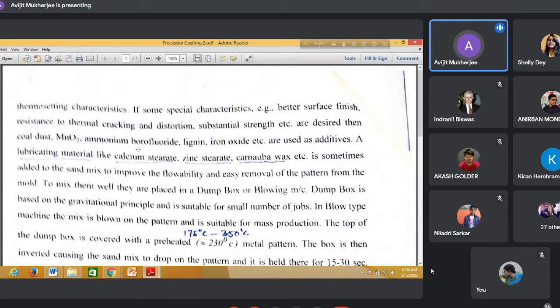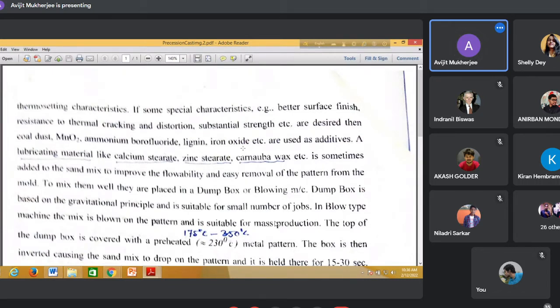Ammonium borofluoride may also be used. Lignin, iron oxide, all these are additives. Those are used in shell casting, shell molding. So what are the additives? Coal dust, manganese oxide, ammonium borofluoride, lignin, iron oxide, all these.